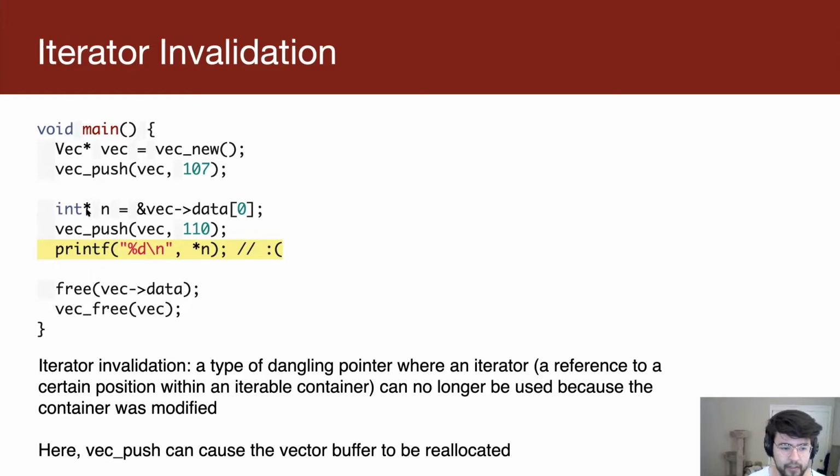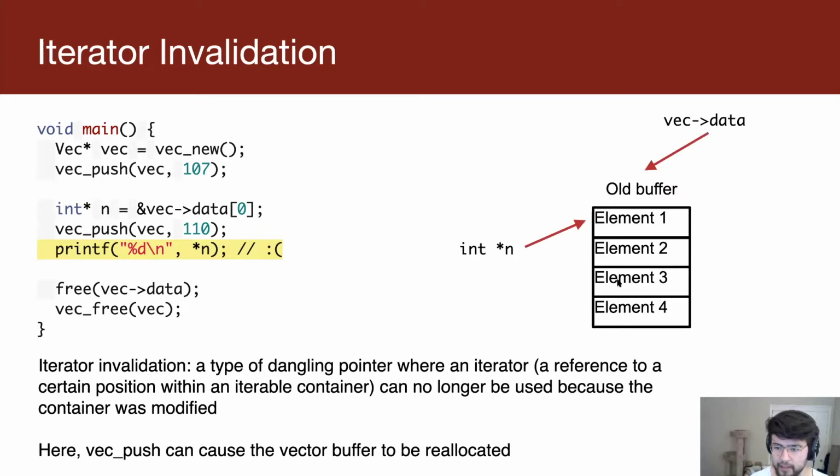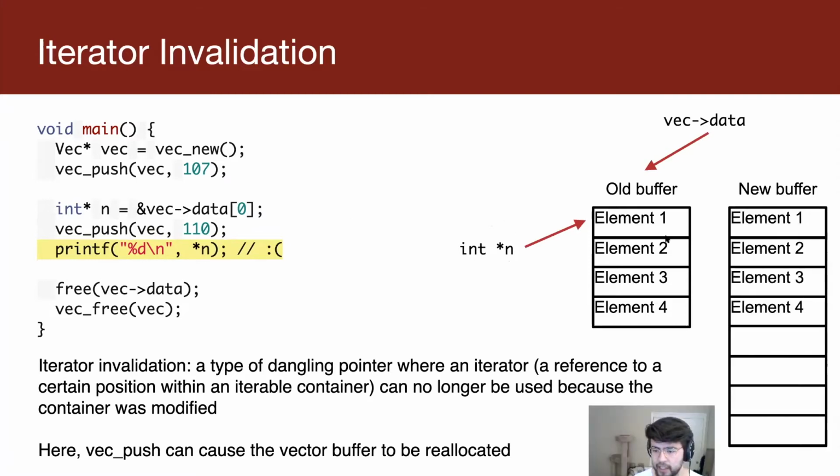So here, n is an iterator. It's a pointer to the beginning of the vector. And so here's our vector. It's our buffer. We have n pointing to the first element. And then when we do vec push, if this triggers a reallocation, then we're going to copy things over to some new buffer. Vec data is going to point here.